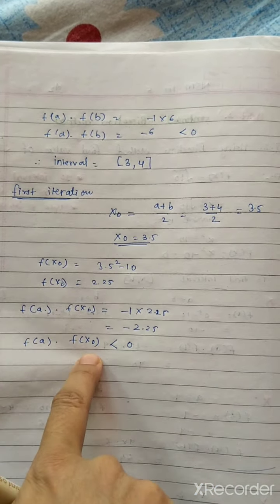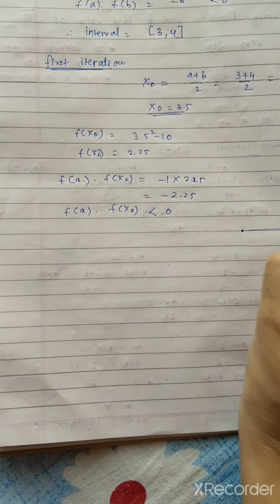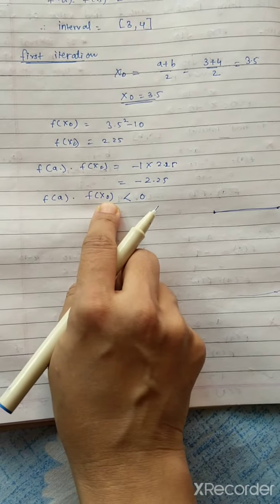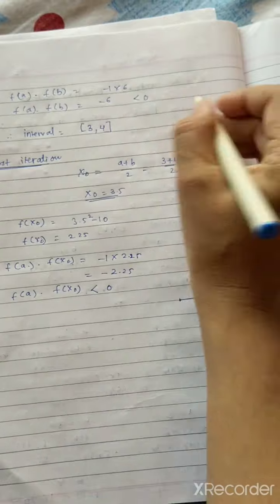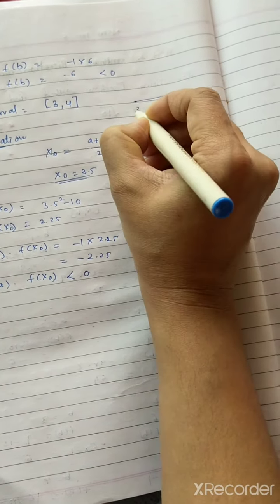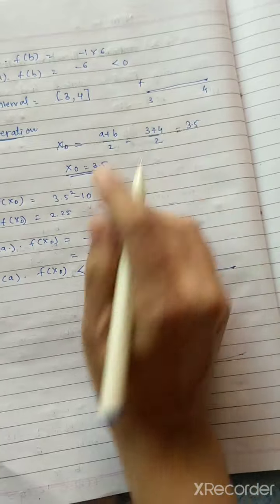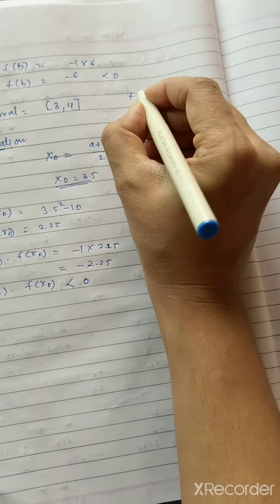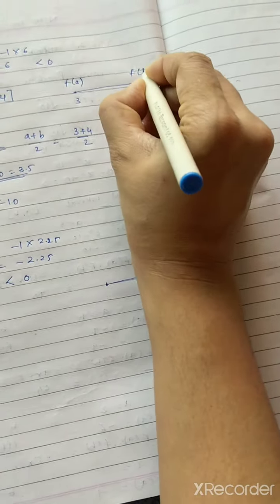If f of a into f of x of n is less than 0, then the root lies between a and x0 for the first iteration, and we'll go to the third step with b equal to x0. So that means our root lies between f of a and f of x0. What was the interval? The first interval which we found over here was 3 and 4, right? 3 and 4, that is f of a and f of b. I am writing like this so that you will understand it better.